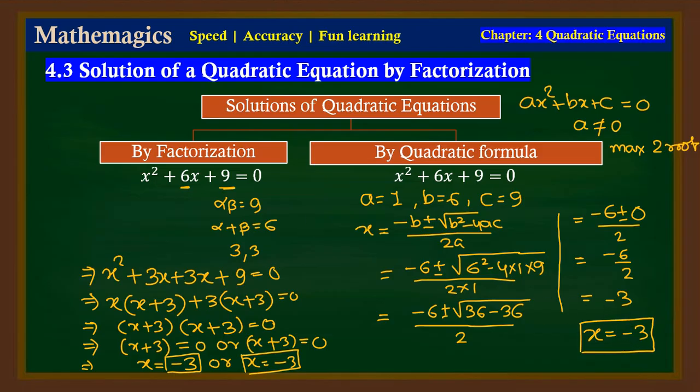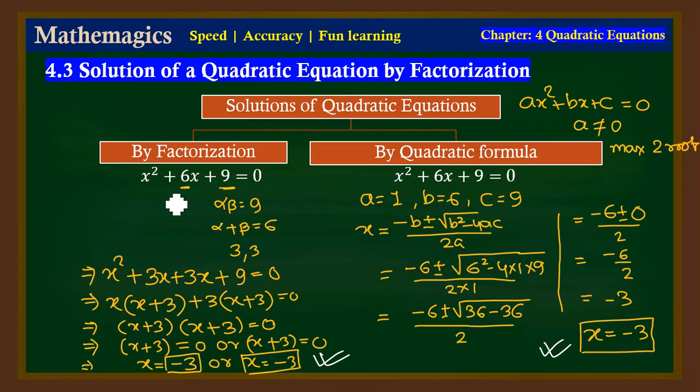So as compared to the factorization method and the quadratic formula, factorization needed us to break the middle term to get the same values, and here the quadratic formula just puts in the values and gets the answer. So obviously we can say that the quadratic formula is very easy to calculate.